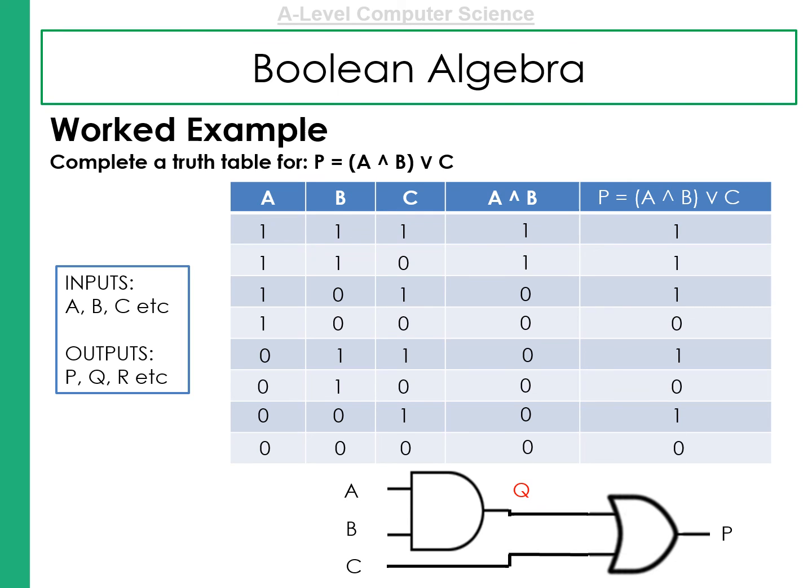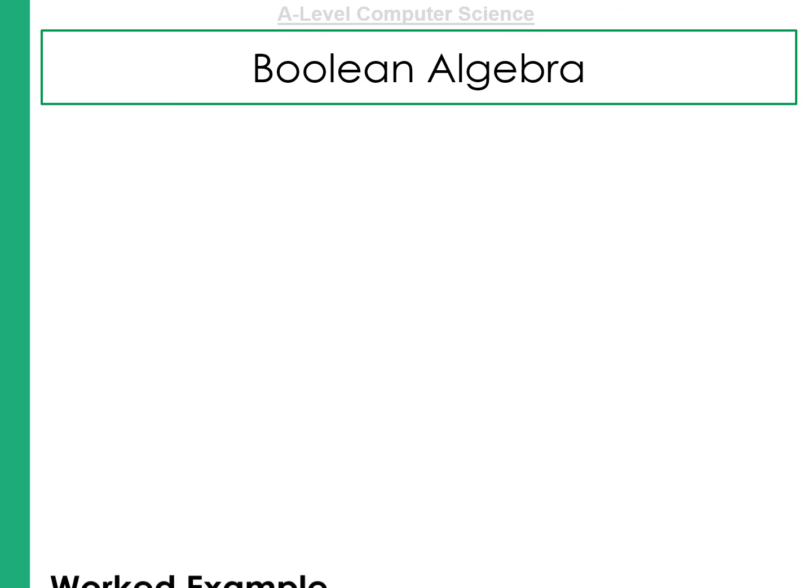So here's another example. For P equals A AND B OR C. Again, it's much easier for us to highlight an output. So in our truth table, we would usually count up from 0 to 1. But this time, we've actually got 3 inputs. So you can see the outputs that we have here.